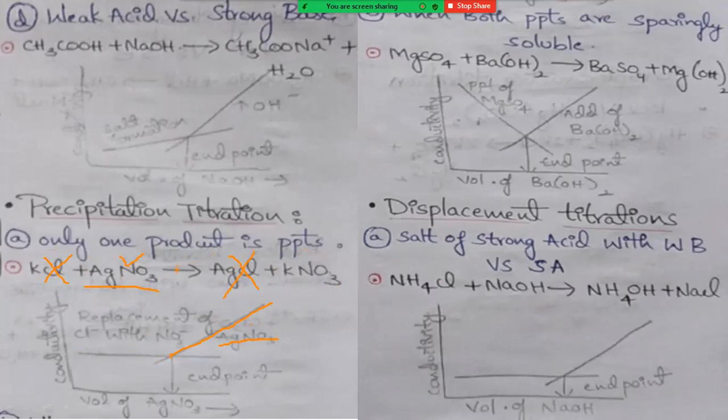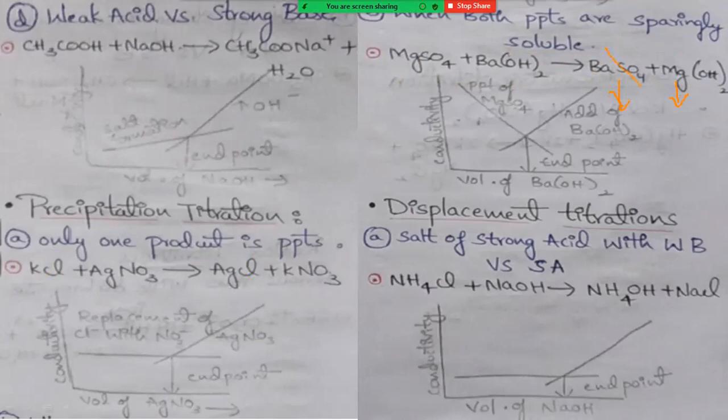But what about two products? If two products are precipitated, what happens? The second case is when both precipitates are sparingly soluble. Generally precipitates are sparingly soluble, and here we are forming two precipitates which are almost completely insoluble. This is the precipitation reaction: MgSO4 reacts with barium hydroxide and forms barium sulfate and magnesium hydroxide. Barium sulfate is a precipitate as well as magnesium hydroxide, right?